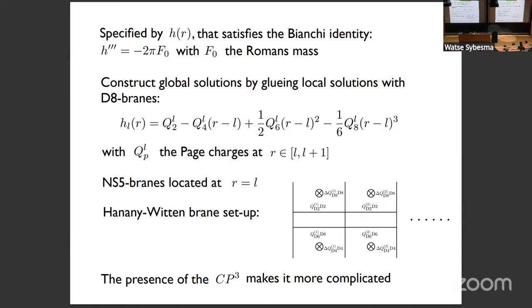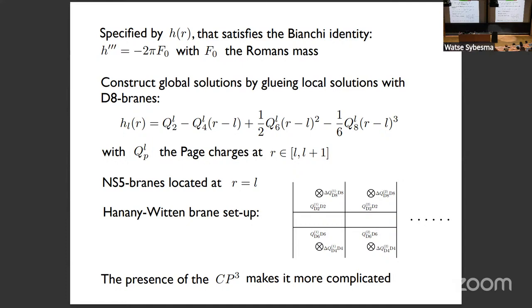The constants are going to be changing because H has to be continuous, and also its first and second derivatives. And this will tell you how the charges will be defined in all the regions R, L, L plus 1. At each integer L, we have NS5 branes. There is where we also introduce the extra D8 branes that we are using to glue the solutions. And then, based on these ingredients, we can already propose a Hanany-Witten brane setup underlying this geometry, from where we are going to extract the information about the field theory associated to these solutions.